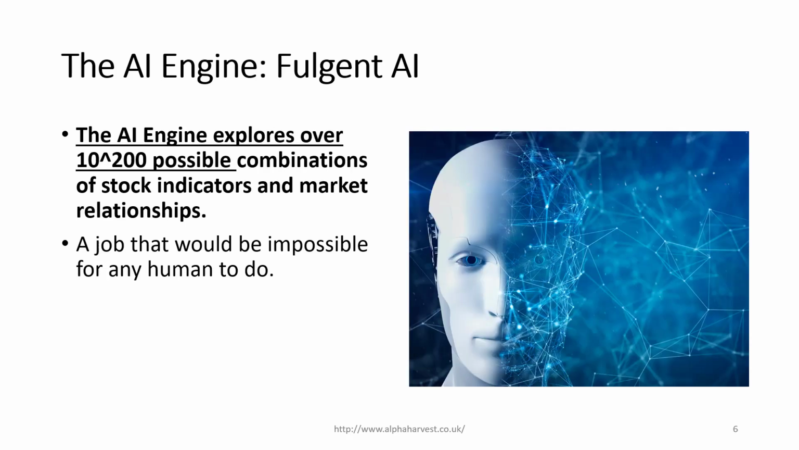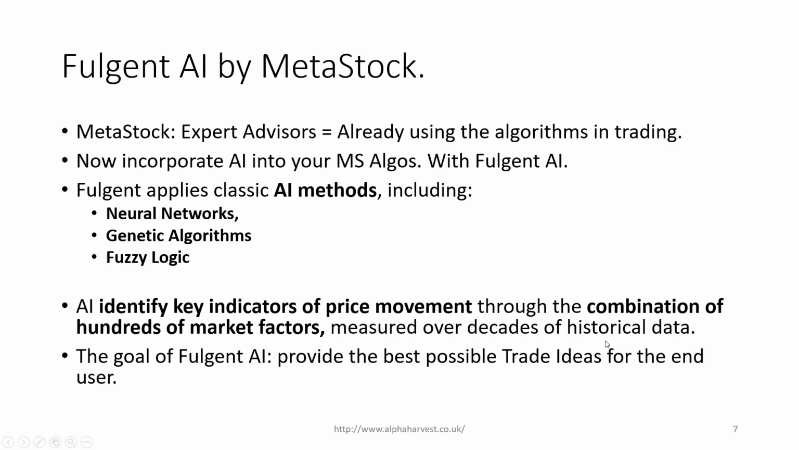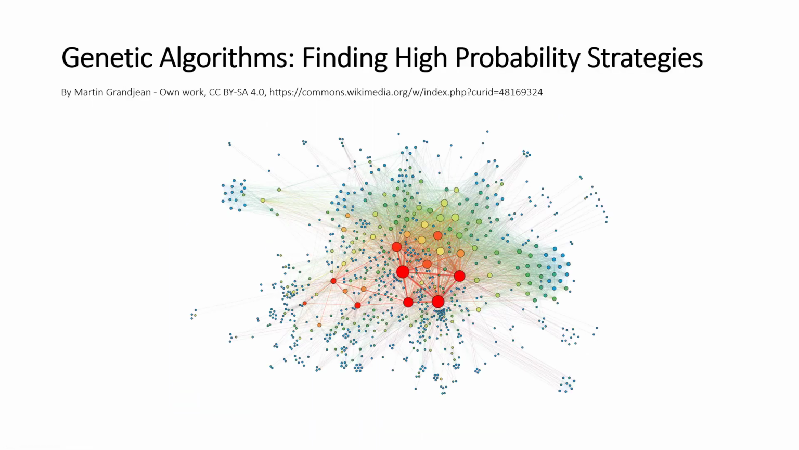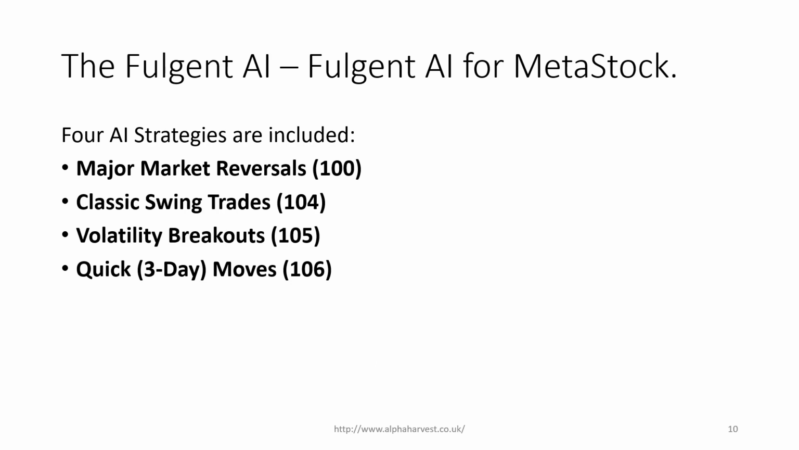Just the tip of the iceberg, just to refresh everybody's memories if you're new to the show. The AI engine explores 10 to the power of 200 different possible combinations using all the technical indicators available and different market relationships, and also uses all the variable settings on those technical indicators. But we use genetic algorithms in particular to identify hot trading ideas, and I will explain more of this in a little bit of detail after we've done the scan. Let's jump straight into the platform looking for the hottest new artificial intelligence trading ideas.